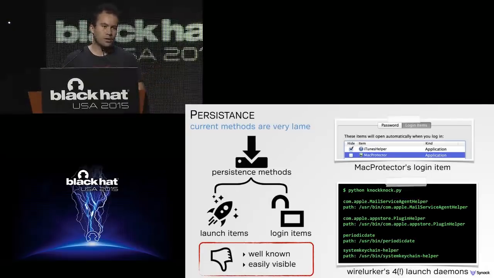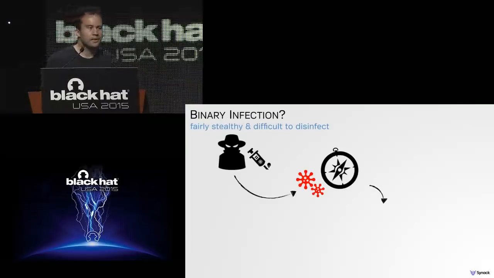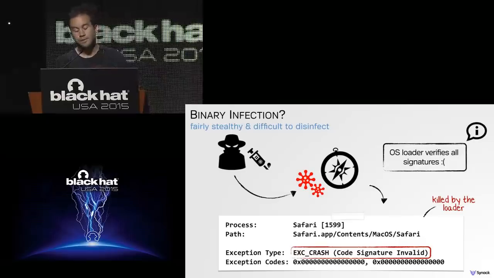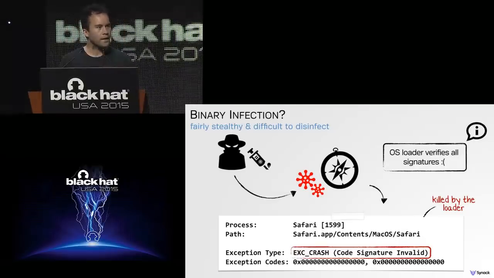So again, really not stealthy, super easy to detect. So yeah, methods that are currently used kind of suck. So let's talk about some better ways. Now, I'm a big fan of binary infection. It's kind of a more old school technique, but it's really very powerful.